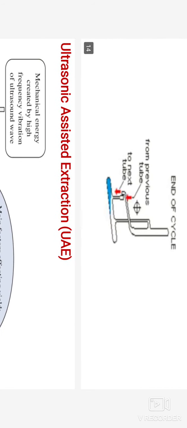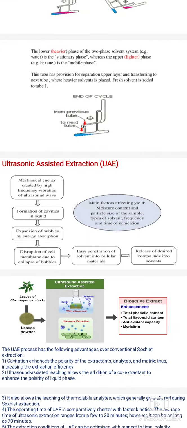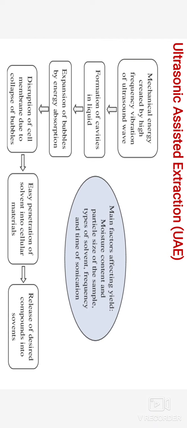Then the next apparatus is ultrasonic assisted extraction, UAE, also called sonication. This method is a modified method of maceration, and it is based on the use of ultrasound. The powdered plant material is placed in a vial, and then the vial is placed in an ultrasound bath.